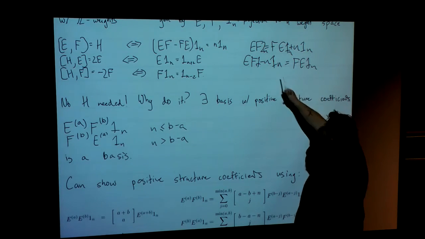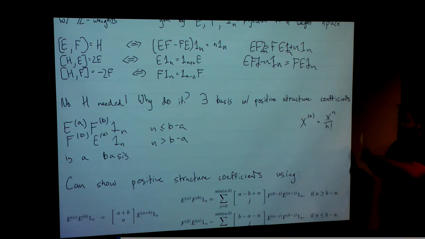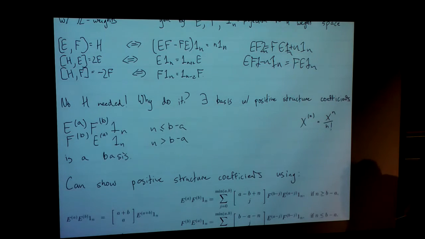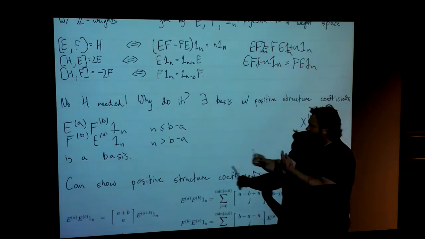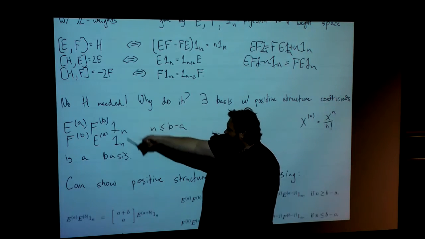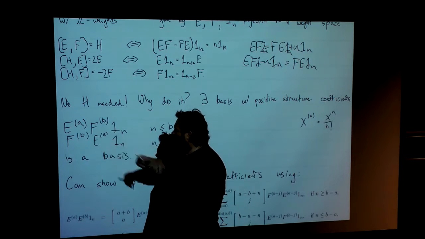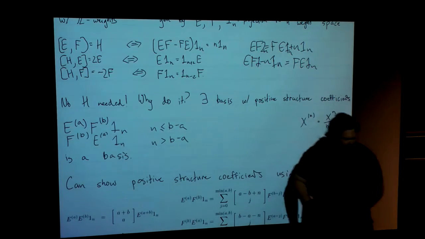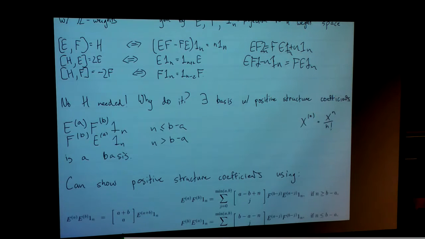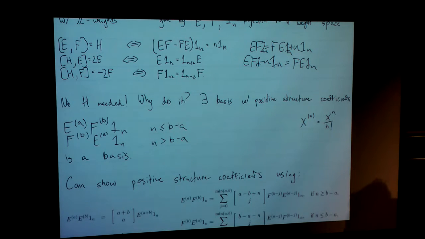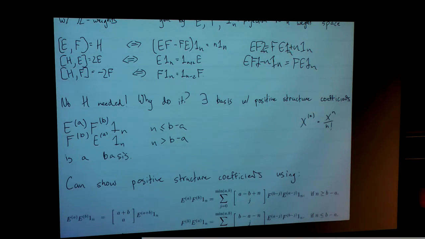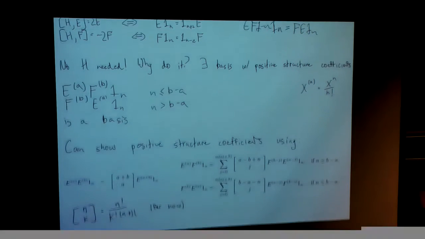This is writing FE as a positive linear combination of EF. So indeed, because of this, trying to make everything positive, I have to use these formulas, and it depends whether I take a higher power of E or a higher power of F. This power with parentheses is what's called the divided power. It just tends to make these formulas nicer.